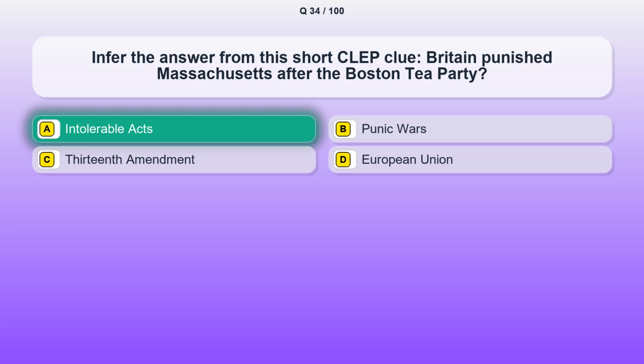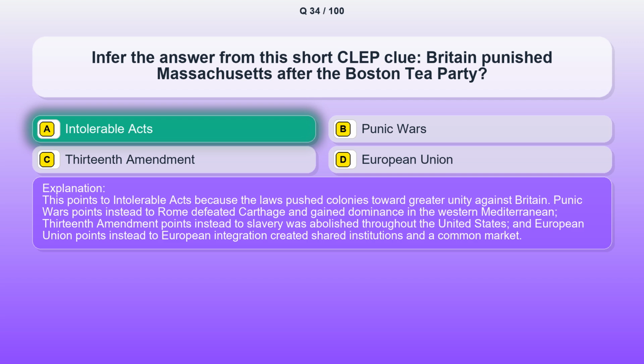The correct answer is option A, Intolerable Acts. This points to Intolerable Acts because the laws pushed colonies toward greater unity against Britain. Punic Wars points instead to Rome defeated Carthage and gained dominance in the Western Mediterranean. 13th Amendment points instead to slavery was abolished throughout the United States, and European Union points instead to European integration created shared institutions and a common market.